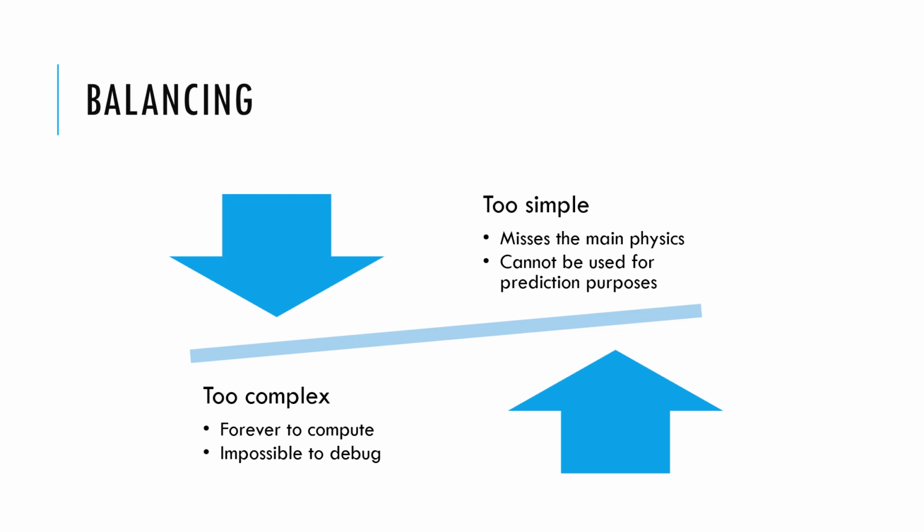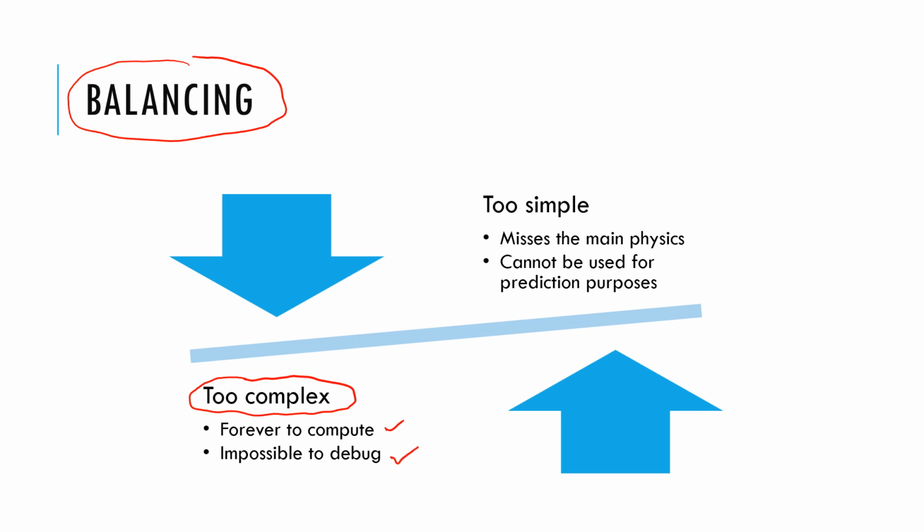So this simplification is always a balancing act. If we make the model too complex, it could take forever to compute, or it can make it much harder to debug.